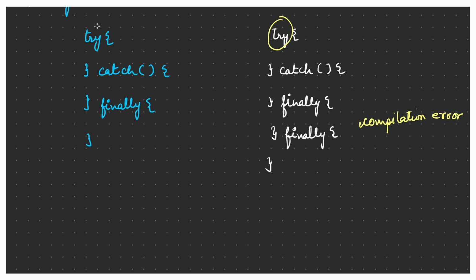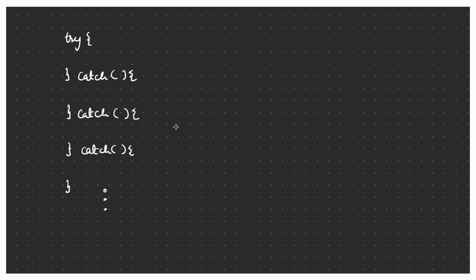Does that mean that for a try block only one catch block is allowed? No, that's not true. For a try block, we can have multiple catch blocks, but there is a condition. Let's say we have a try block and three corresponding catch blocks. The first catch block handles Exception, which is the parent class of all exceptions. The second is written for handling ArithmeticException, and the third for handling NullPointerException.